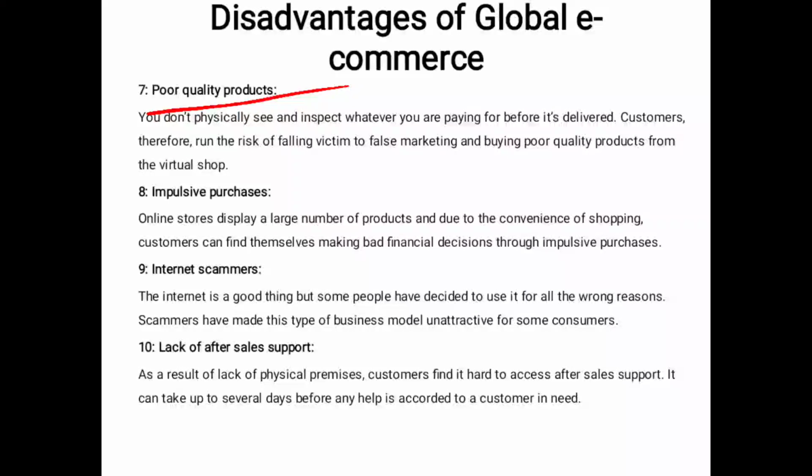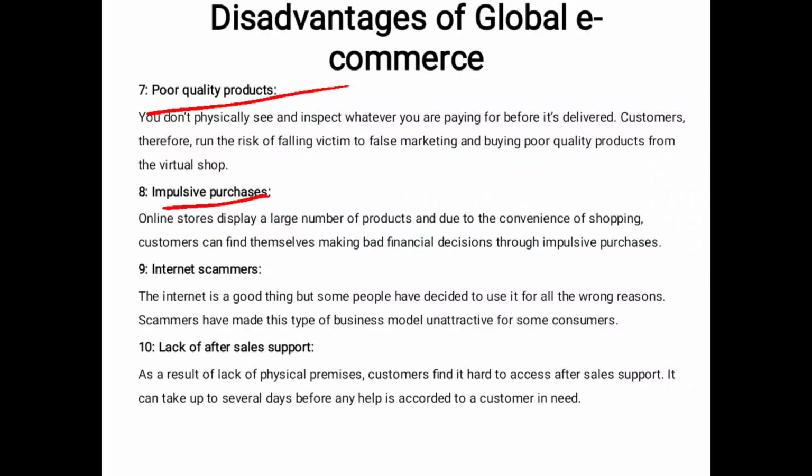Sometimes there are chances of receiving poor quality products because you have not seen them, you have just seen the picture and ordered. So the item that reached you may not be the quality that you had expected. Then impulsive purchases. Sometimes on the internet or websites, you are forced to buy. Your impulse is created even though you didn't want to buy. You are made to buy through advertisements and by making some attraction.